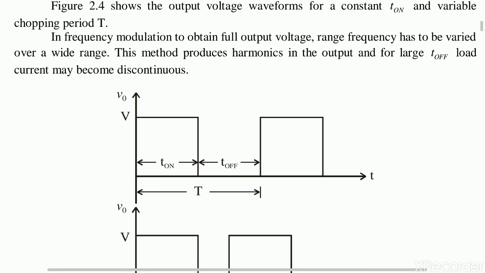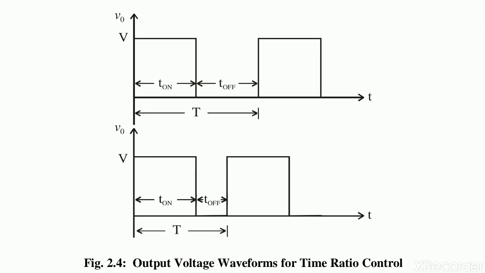That is, we are varying the frequency. See, the period for the first waveform, that is capital T, is more as compared to the second waveform. Here capital T, that is time period, is very low.